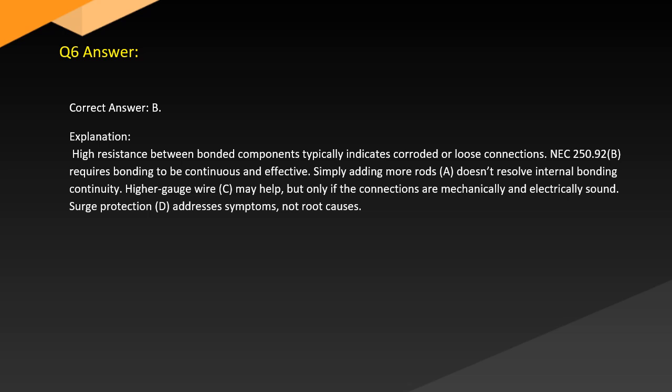Answer. Correct answer: B. Explanation: High resistance between bonded components typically indicates corroded or loose connections. NEC 250.92(B) requires bonding to be continuous and effective. A. Simply adding more rods doesn't resolve internal bonding continuity. C. High gauge wire may help, but only if the connections are mechanically and electrically sound. D. Surge protection addresses symptoms, not root causes.